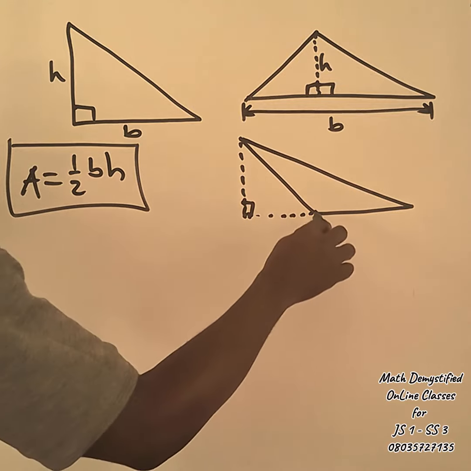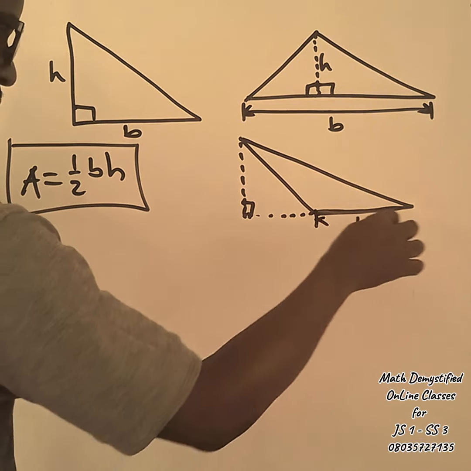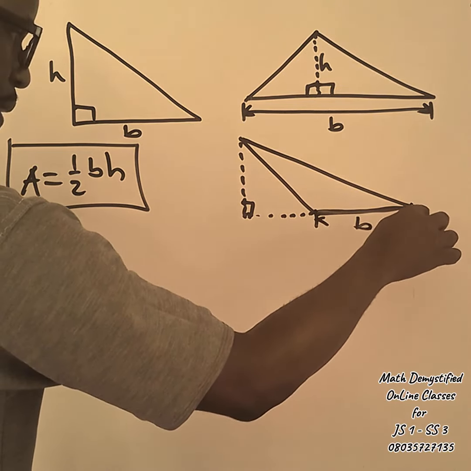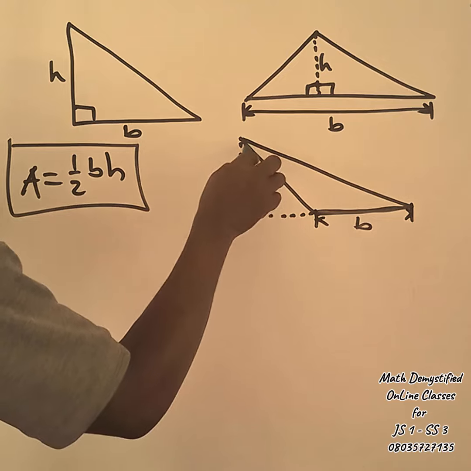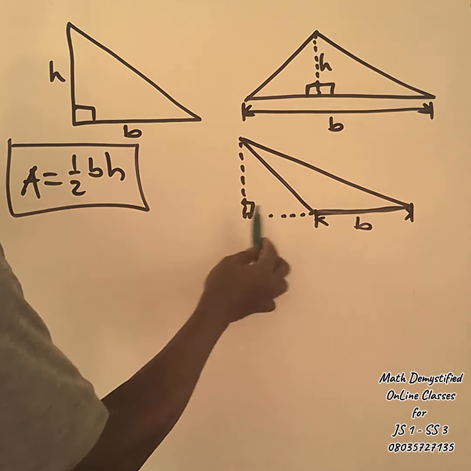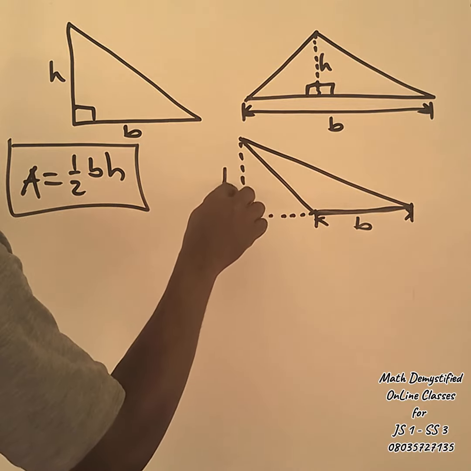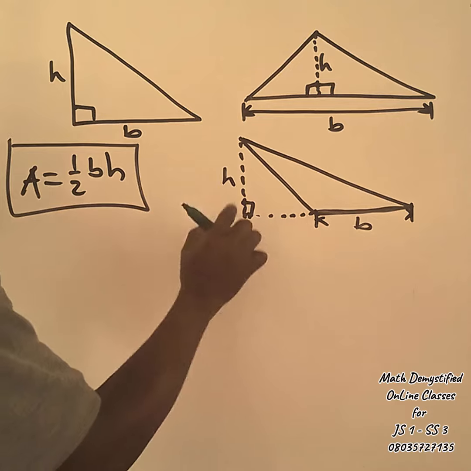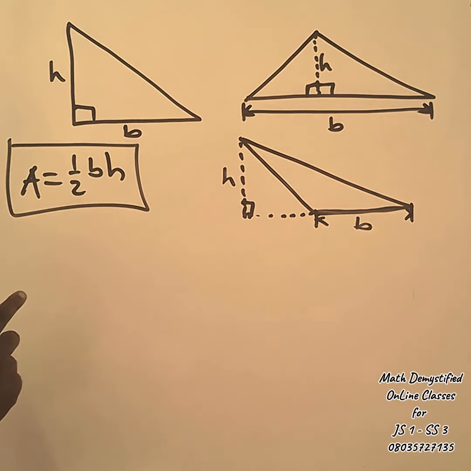When it is like this, you can pick this base as your base, from this end to this end as your base. This part is not part of your diagram. You can see the triangle is sticking out, so this part is not part of the triangle. So this is your base and here is the height. So you use half base times height to solve this type of triangle.